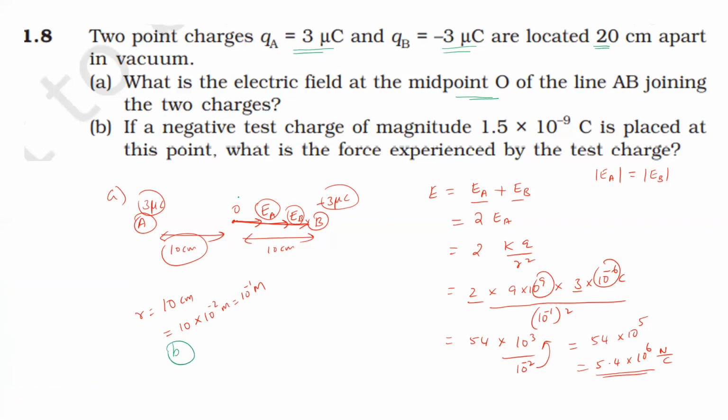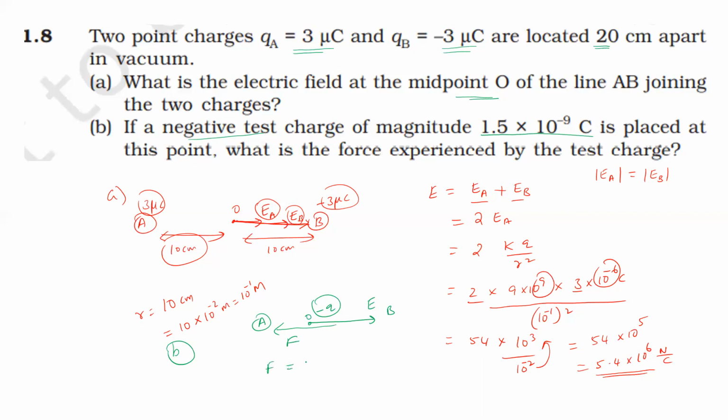Second one is, if a negative test charge of magnitude 1.5 into 10 power minus 9 Coulomb is placed at that point, what is the force experienced? Since here the electric field is towards B, and we are placing a negative charge, this electric field will exert force on the charge in the direction opposite to the field. So here A is there, so that force acts along OA, towards A.